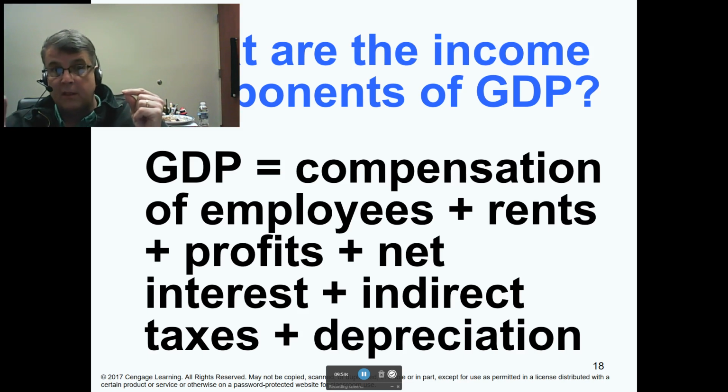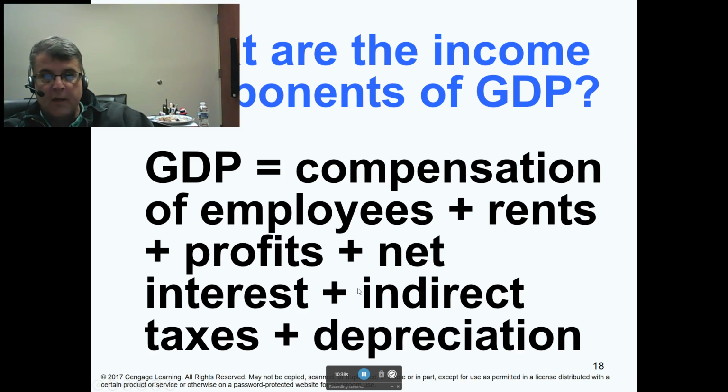Also, there is a 6.5% Social Security tax that you pay, but your employer matches it. That match doesn't show up on your paycheck, but that's included as compensation to employees. Rents are fairly self-explanatory, plus business profits. That includes both corporate and sole proprietorship profits. Net interest, that is the interest payments made by businesses and governments. We subtract out interest payments from consumers when we look at gross interest, because that's one consumer paying it to another theoretically, because all savings belong to consumers.